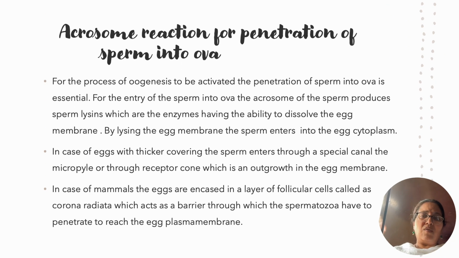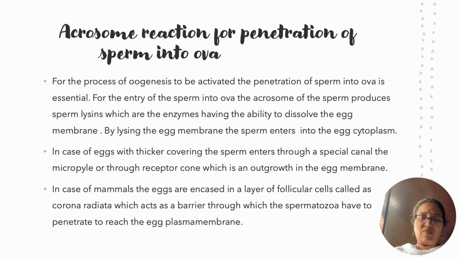Acrosome reaction for the penetration of the sperm into the ova is the next step in the mechanism of fertilization. For the process of oogenesis to be activated, the penetration of the sperm into the ova is essential. For the entry of the sperm into the ova, the acrosome of the sperm produces sperm lysins, which are enzymes having the ability to dissolve the egg membrane. By lysing the egg membrane, the sperm enters into the egg cytoplasm.